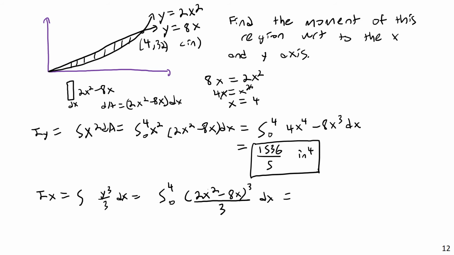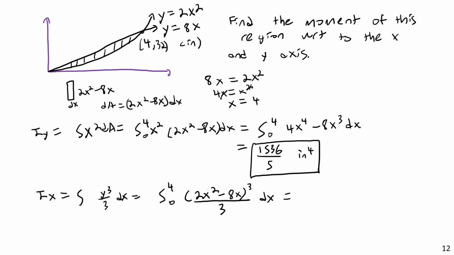And I get a value that really would be better as an ugly decimal. Although something isn't right. What happened? I got a negative number, which doesn't make sense in terms of a moment of inertia. So we need to figure out what went wrong. What happened there? Interesting.